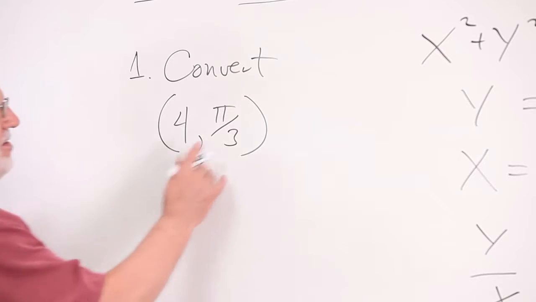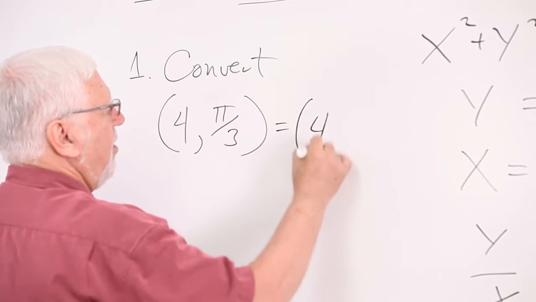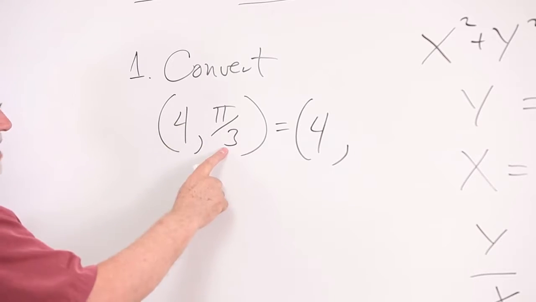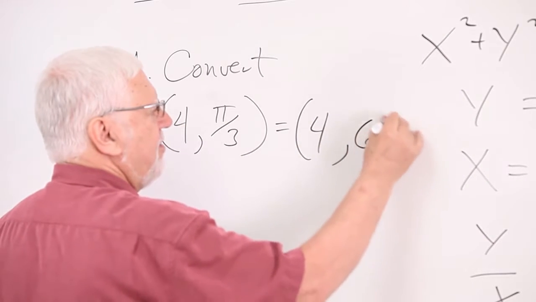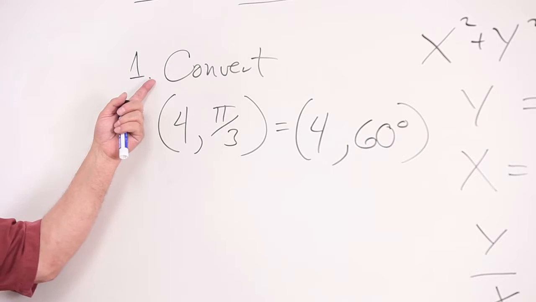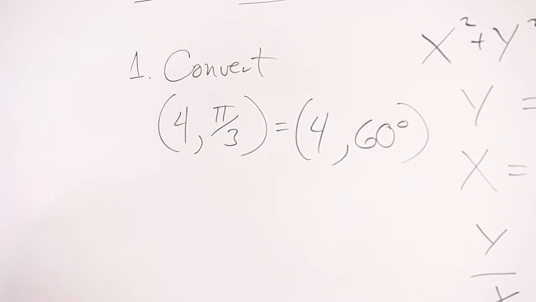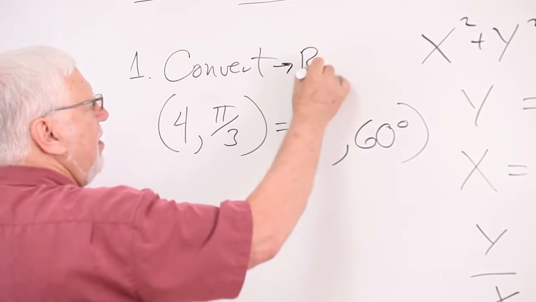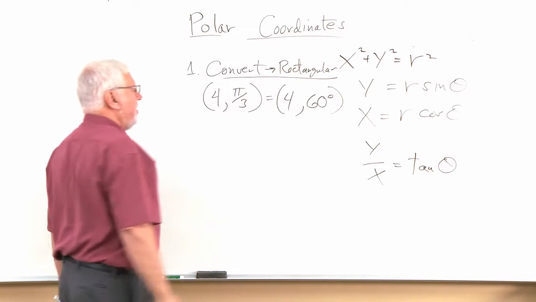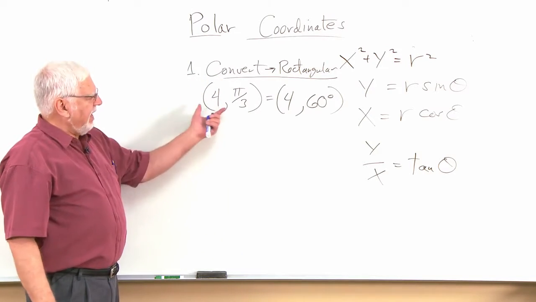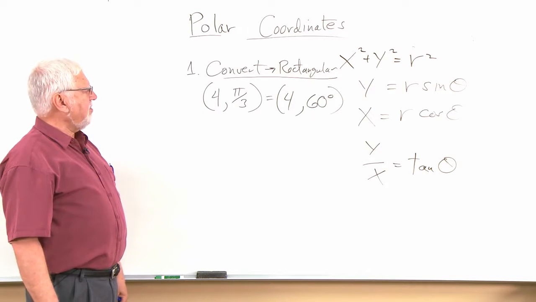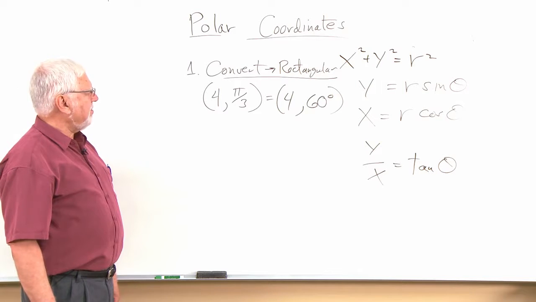Now remember, this is the same though as 4, and what's pi over 3? Pi is 180, so divided by 3 is 60. So those are the same. Now if it's like this and had degrees in it, you'd know for sure I'm in polar, aren't I? So I want to convert to rectangular. Now it'll always tell you in the directions, but if not, you'll have to analyze that this must be in radians, that in degrees. So now how are you going to convert that over to rectangular coordinates?